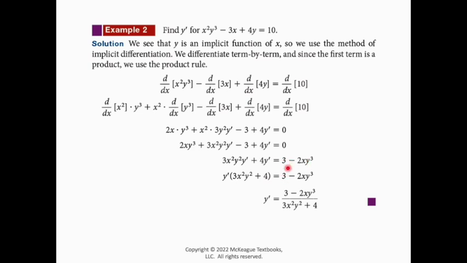So we're going to add 3 to both sides and then subtract 2xy to the third from both sides. So now on the left, we have all the terms that have a y prime in it, and everything else is on the other side. So then what we can do is factor out the y prime and divide by what's left over. So here's our derivative, y prime. That's the derivative of this curve right here.